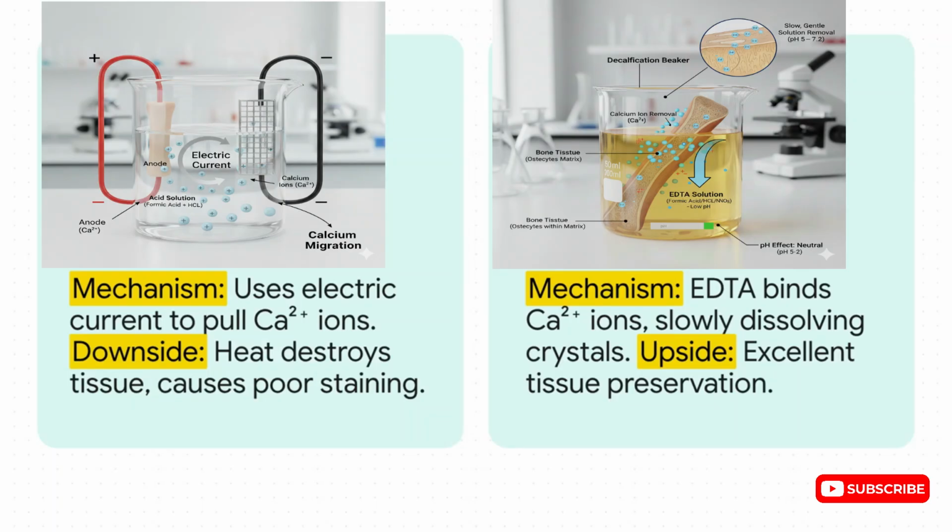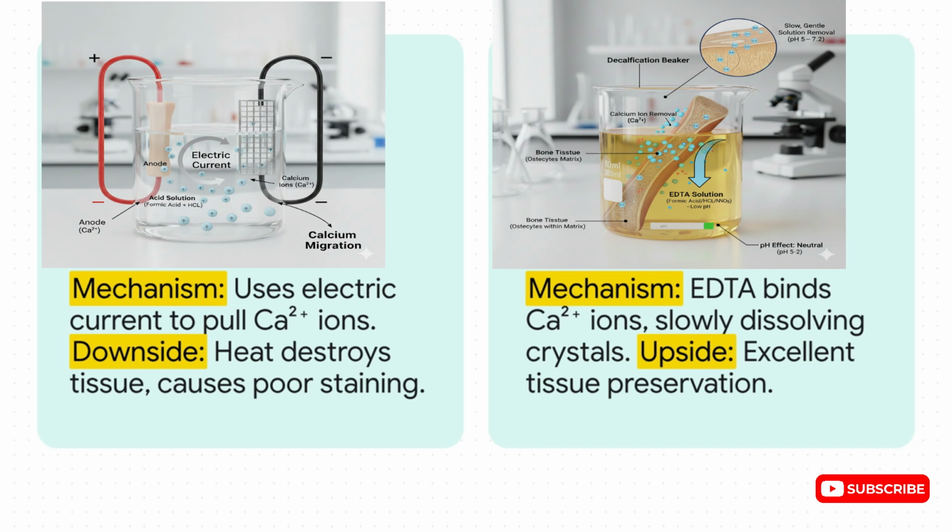Now let's look at 2 methods that are complete opposites. On one side, you have the electrolytic method. This is pure brute force. You use an electric current to literally pull the calcium ions out of the tissue towards a negative electrode. It's incredibly fast. We're talking 2 to 6 hours. But the heat it generates can literally cook the tissue, which results in terrible staining.